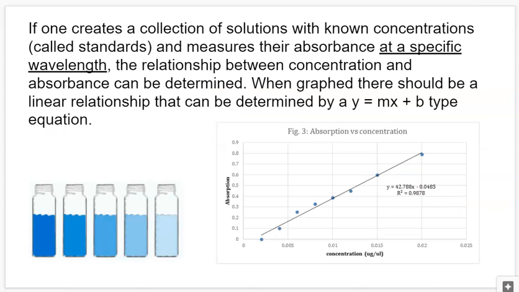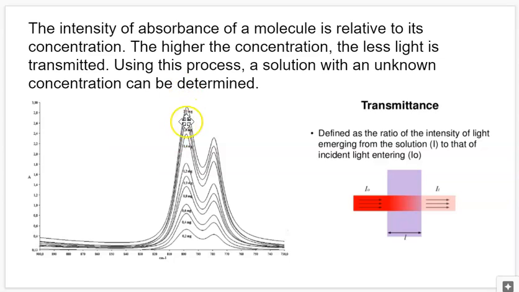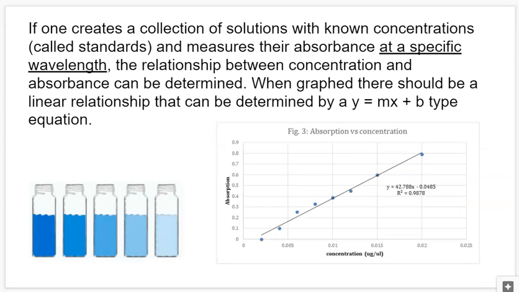We can use this to our advantage to study unknown concentrations of samples, because what we can do is create a collection of solutions with known concentrations, which we call standards, and we measure their absorbances at a specific wavelength. So we choose some wavelength where they have a lot of absorption. Say we were doing this last one, we'd pick a wavelength here and measure its absorbance at all of these different concentrations. Then we can graph our data and get something like this, where we have concentration on the x-axis and absorption on the y-axis. And we can see all the different absorbance values associated with all the different concentrations that we made.